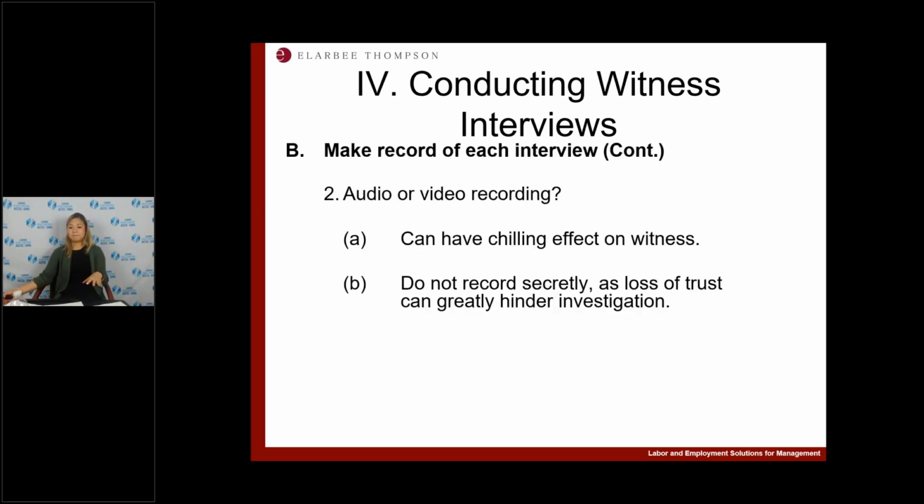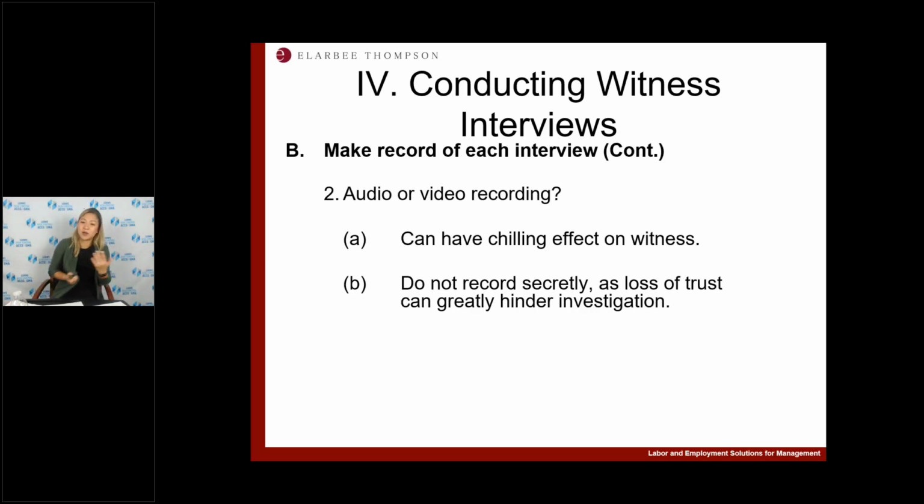People are often inclined to audio or video record, and well, in Georgia, which is a one-party state for recordings, it means that I can record you without your consent because I've consented. But that can have a very chilling effect. So we don't recommend recording something without someone else's knowledge or consent, at least in most internal investigations.